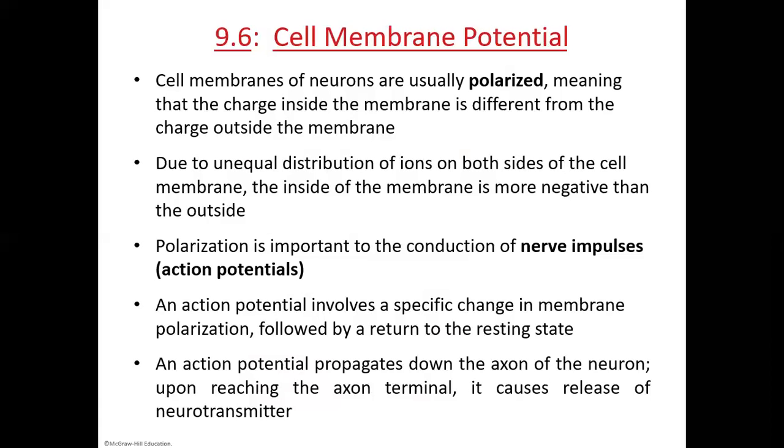This polarization is how our neurons can send nerve impulses and make an action potential. So the action potential involves a specific change in membrane polarization, and then eventually it will return back to the resting state. So this is a process, and it'll happen over and over and over again down the cell membrane all the way down to the end of the axon on the neuron.